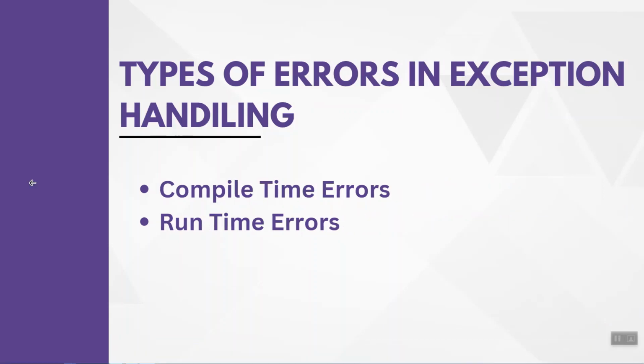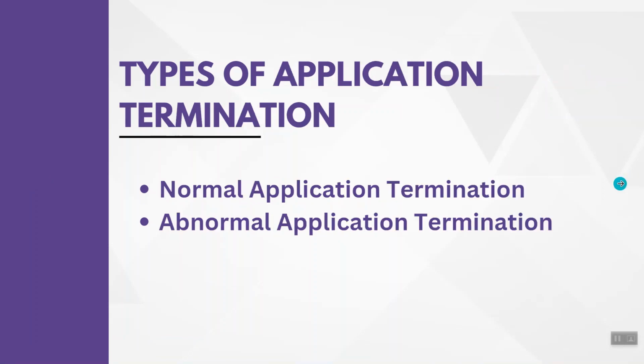When there is an exception, it automatically leads to abnormal application termination. The major purpose of exception handling is to avoid abnormal application termination. Let's see the types of application terminations. One is normal application termination and the second one is abnormal application termination.